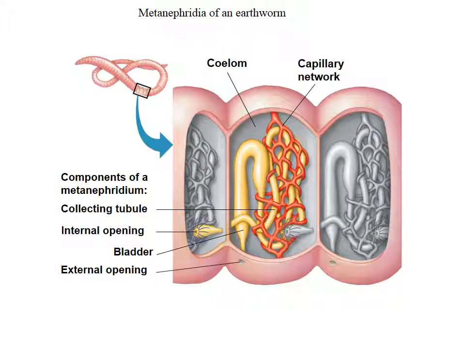And here is a picture of an earthworm and its metanephridia. What you see is the coelom and the capillary network surrounding the yellow part, which is the collecting tubule, or the unit that actually takes the liquid from the coelom, and the capillary network takes back what it needs, and then stuff is sent out. There is an internal opening which is shown here.